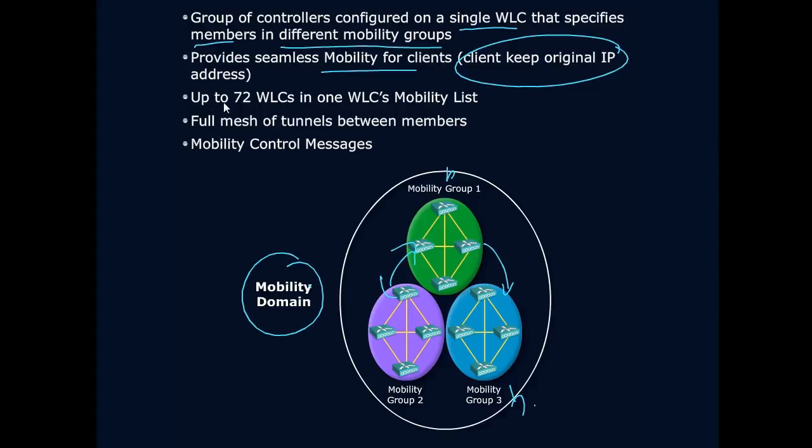We can have up to 72 wireless LAN controllers in one wireless LAN controller's mobility list. This again requires full mesh tunnels between the members, and we exchange mobility control messages yet again. So this is actually a little bit greater, and every single one has a group of controllers on a single wireless LAN controller that specifies members in different mobility groups.